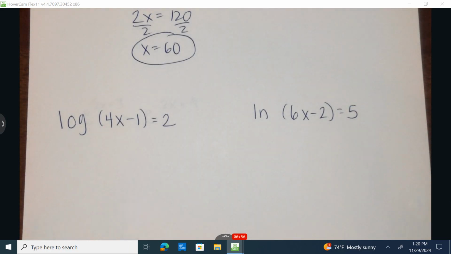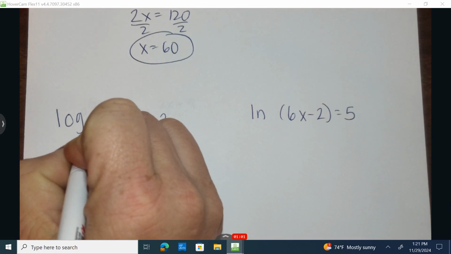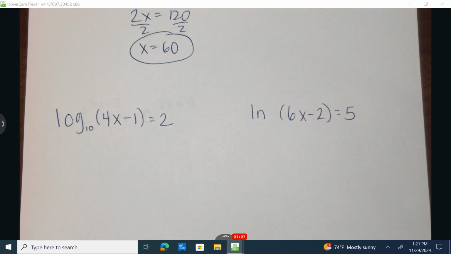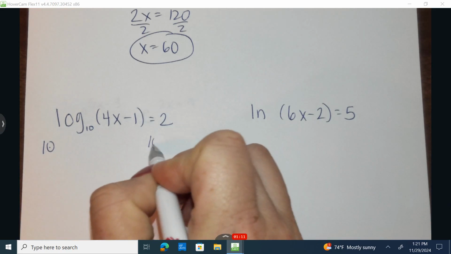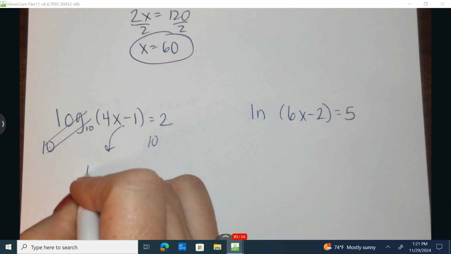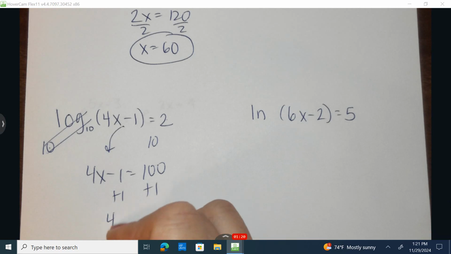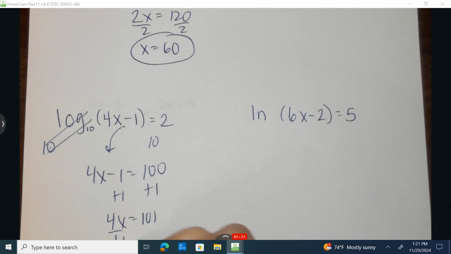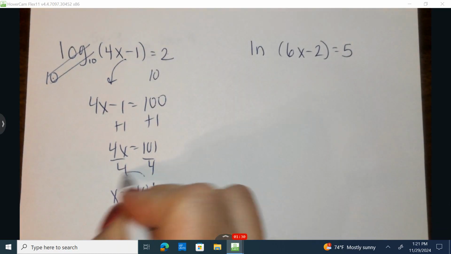Now, what's different in example number 2 is we see no base. When you do not see a number below, it's always going to be a hidden 10. Again, I'm going to exponentiate both the left and the right. So whatever this value is going to become the base and the exponent. On the left-hand side, it simplifies to 1, and I bring down 4x minus 1. 10 squared is 100. Adding 1 to both sides, I have 4x equals 101, and dividing by 4, I have x equals 101 over 4. I'll move that up so you guys can see the entire process.